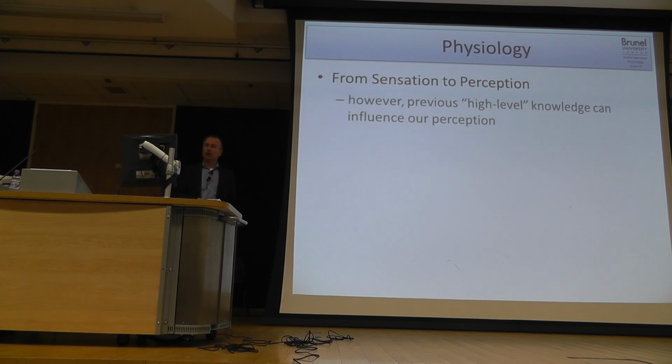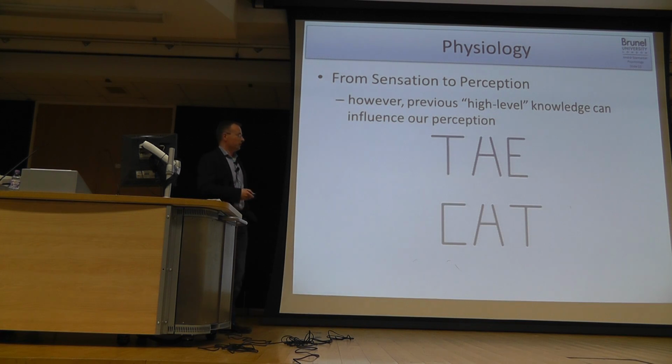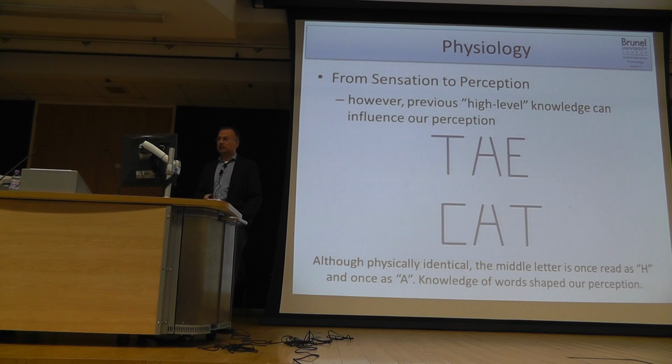However, we also know that high-level knowledge can influence our perception. So there seems to be something, or knowledge. So when you read these two words, most people will immediately read "the cat", and will have no problems reading that as an H and that as an A, although from their physical properties, both stimuli are identical. So it must be previous knowledge about the form of words and which letter to expect in a word, which forms our perception here. So we have so-called top-down knowledge or top-down influences here as well.